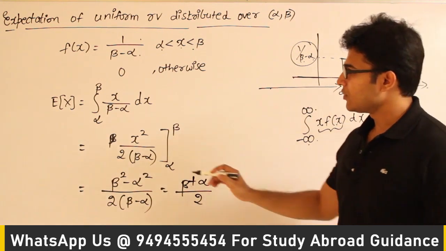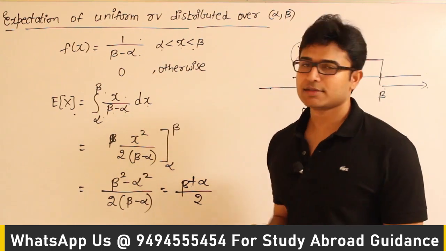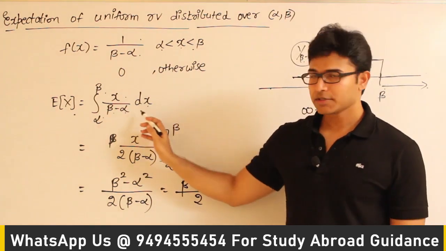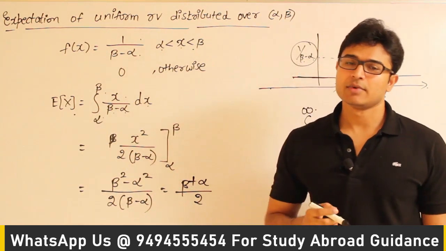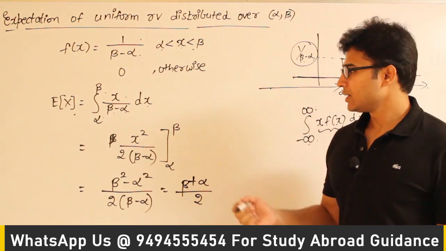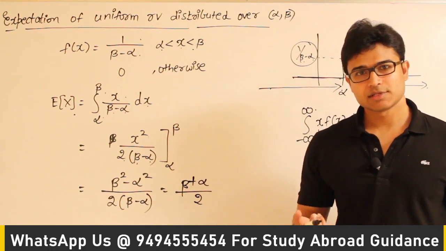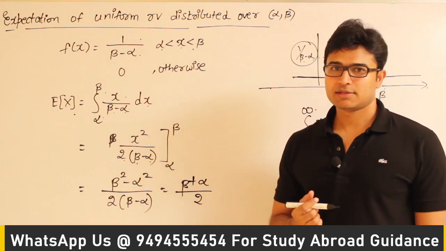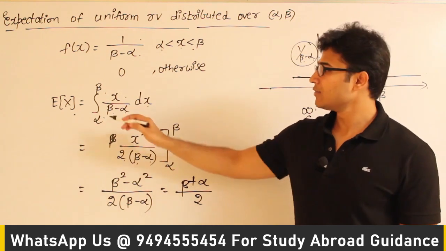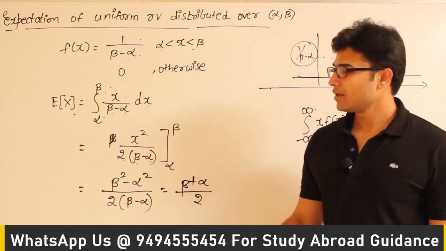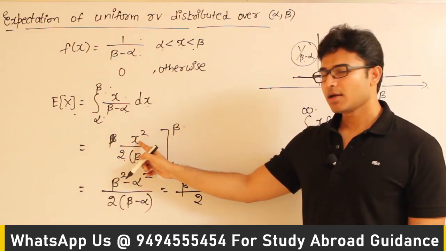Therefore expectation of x is integral alpha to beta x into 1 by beta minus alpha dx. Now we know that this entire thing is constant, so you can take it out. Now integral x dx is nothing but x square by 2, the simplest form, you know that. So it is x square by 2 into 1 by beta minus alpha. This beta minus alpha doesn't change because it is a constant, independent of x. Now here the integral is a definite integral with limits alpha and beta, so the upper bound is beta and the lower bound is alpha, and you are supposed to substitute upper bound minus lower bound.